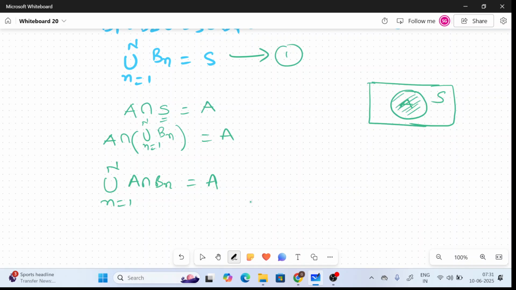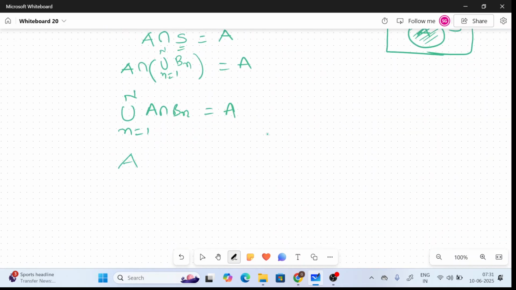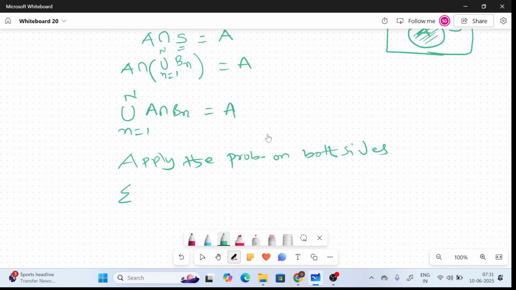So if I apply the probability on both sides, what are we going to get? This union I'm going to replace as a summation, n is equal to 1 to capital N. This union sometimes you can replace as a summation. P of A intersecting Bn is equal to P of A.